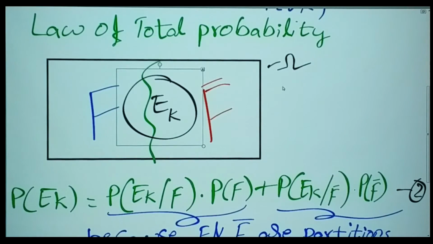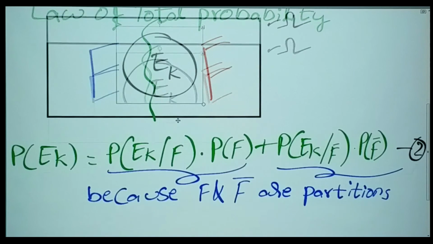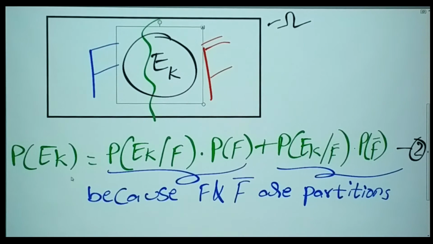Now, we know that our sample space is omega, and F and F complement are the two mutually exclusive events defined on the sample space. That means the sum of their probabilities is going to be 1. And Ek is the event that we are trying to find the probability of. Now, what the law of total probability gives us is P of Ek is equal to P of Ek given F times P of F plus P of Ek given F complement times P of F complement.